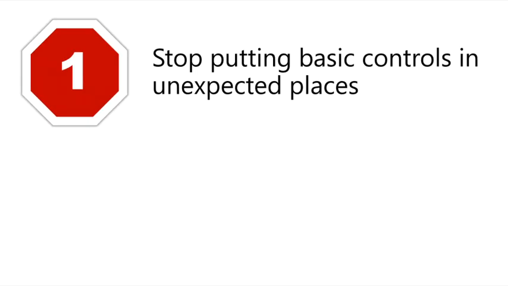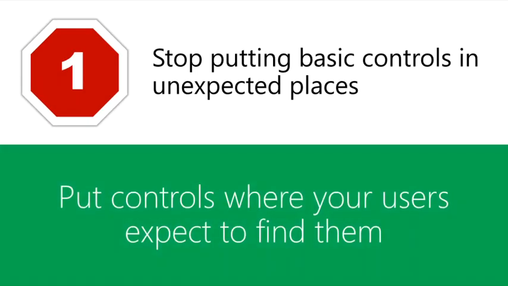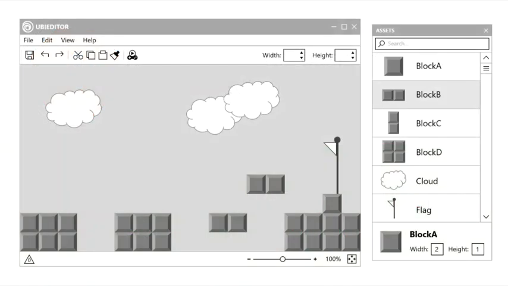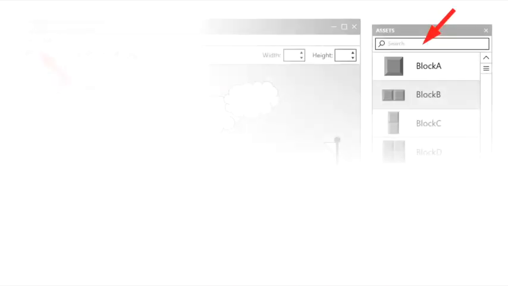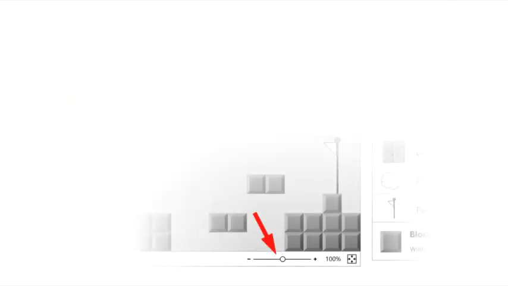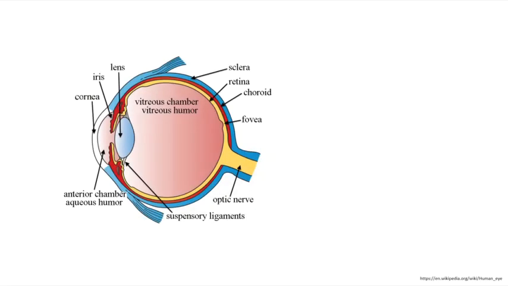Number 1. Stop putting basic controls in unexpected places. Instead, put controls where your users expect to find them. What do I mean by that? Well, I mean putting controls to open and save the file at the top left, or putting a search box at the top of a window, or putting controls to change the view at the bottom, and so on. Why is it important to put controls where your users expect to find them?